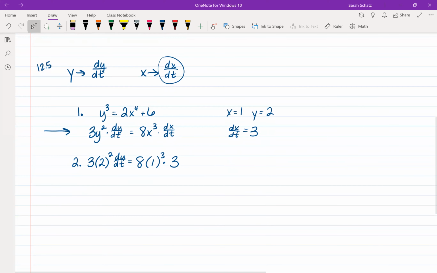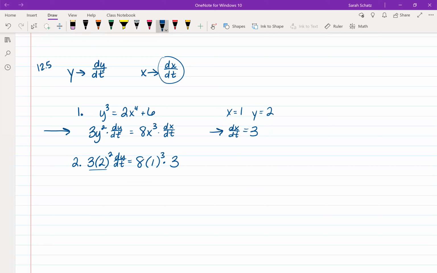What you're going to find on these problems, they always give you a value, an XY point, and one of the rates. They gave me the rate for X. What I'm looking for is the rate for Y. So let's finish this off.